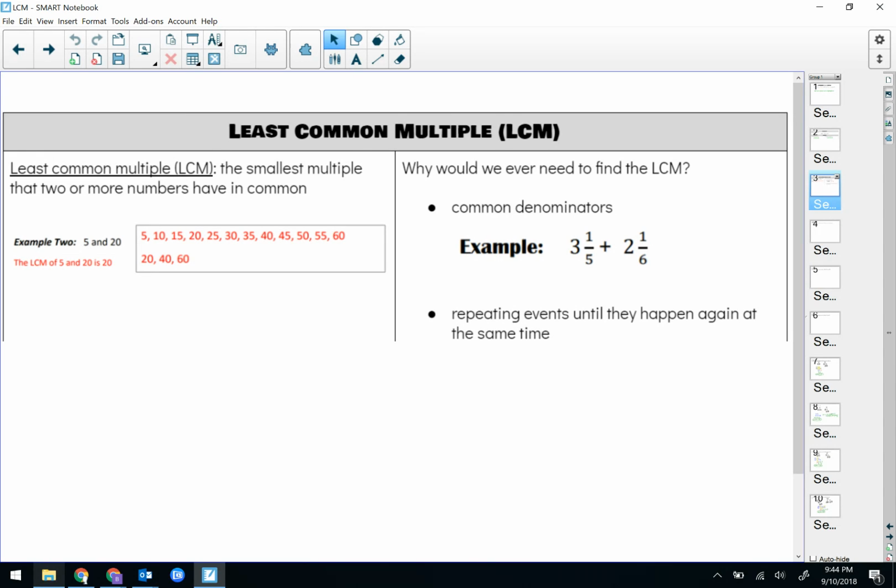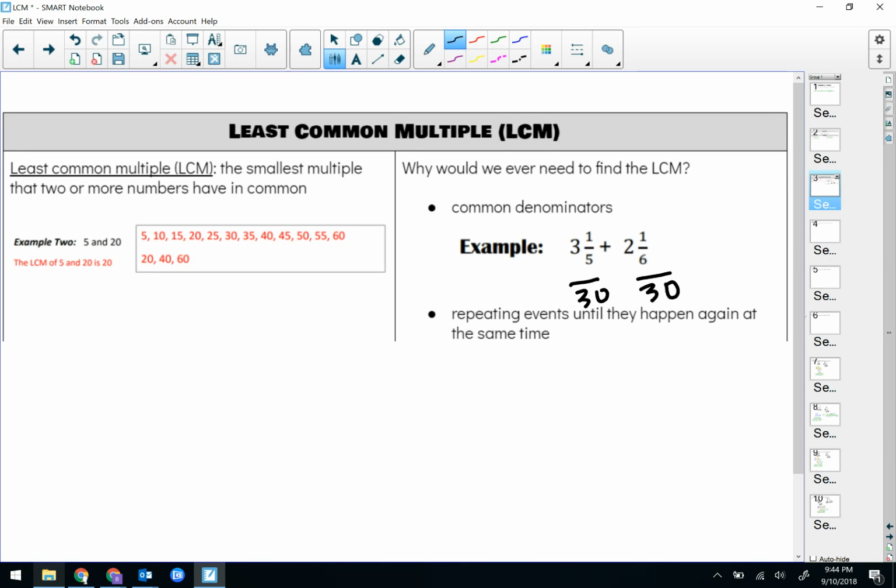Okay, so it says, why would we ever need to find the LCM? Again, it comes back to fractions. If we ever need common denominators, we look at those two denominators, 5 and 6, and we see, okay, what's the LCM? What's the smallest number? If I kept counting by 5s, kept counting by 6s, what would be a good common denominator here? And I hope your ears are perking up and thinking, oh, it would be 30, and then we would go from there.